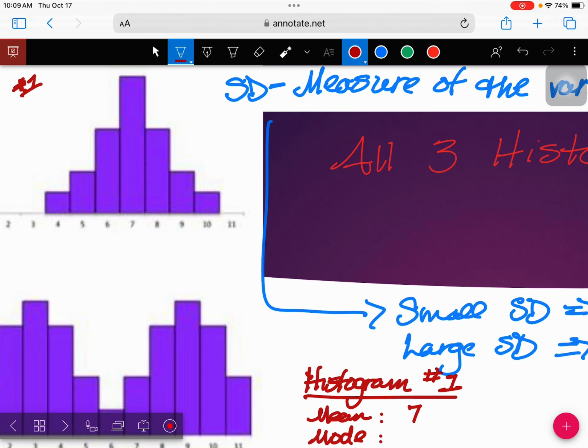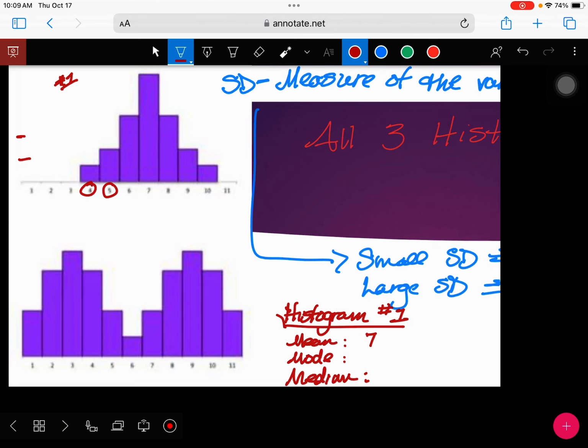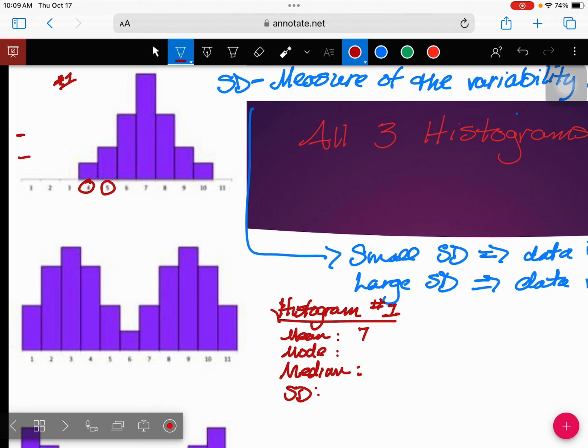Okay, but do we know how many people scored 4 here? No. We don't know the height. There's nothing over here to tell us. So all we know is we have some 4s. We know we have even more 5s, even more 6s. We have a lot of 7s. The same number scored 8 as scored 6, and the same number scored 9 as 5 and 10 as 4. So we don't know how many of each score we have.